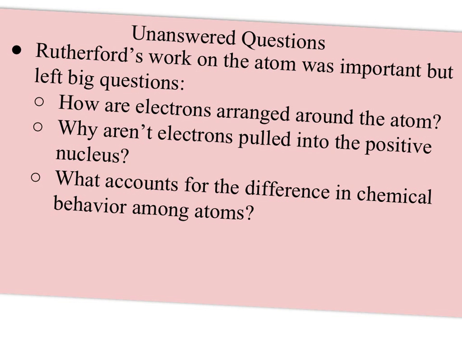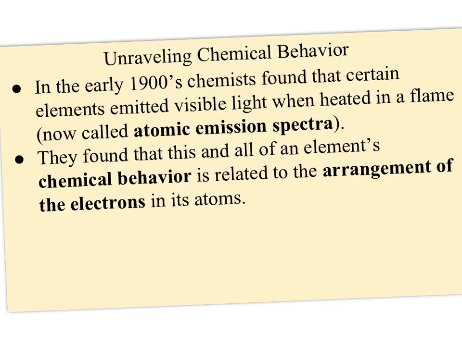So in the early 1900s, chemists found that certain elements, especially metals, emit visible light when heated in a flame. And I'm not kidding. If you go home and you have an iron nail or a piece of copper and you heat it in a flame, you will see it gives off a characteristic color. That's what we now call atomic emission spectra.